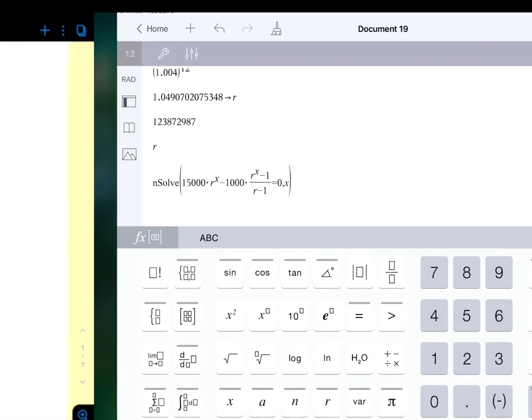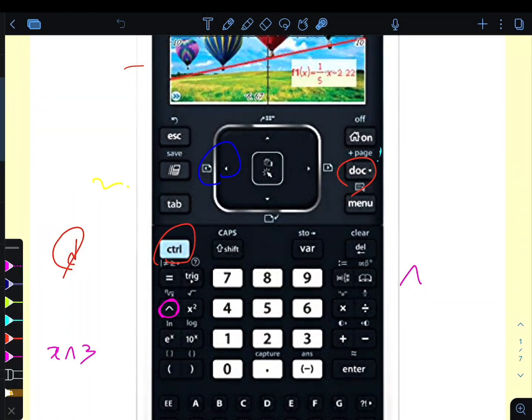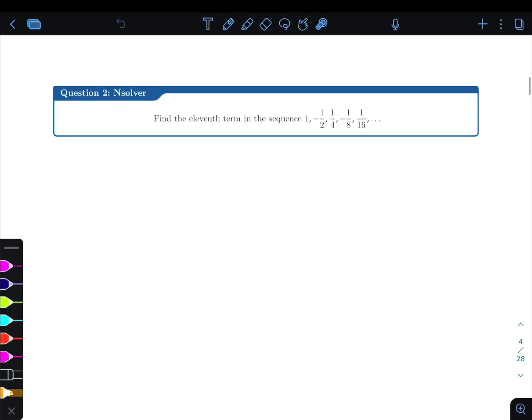All right, let's move into the next question. So if you quickly go to the next question here, it's finding the nth term. You're absolutely right. We want to put it into the geometric sequence, right? So it's going to be negative 1 over 2 to the power of n minus 1 for the general formula. And then I want to find the 11th term, right?